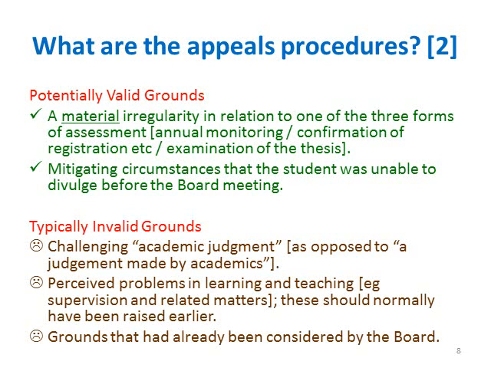The final grounds which would be invalid would be grounds which have already been considered by the board. So if the board had already been made aware that the student had a particular type of mitigating circumstances and that had been taken into account when deciding to uphold a recommendation of the examiners, then the student would not in fact be able to cite those mitigating circumstances as grounds for an appeal.